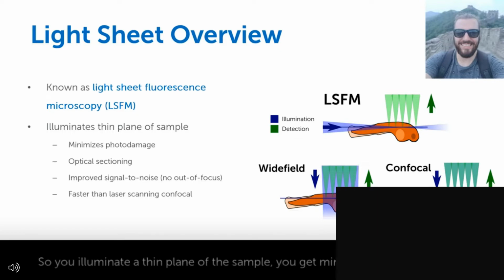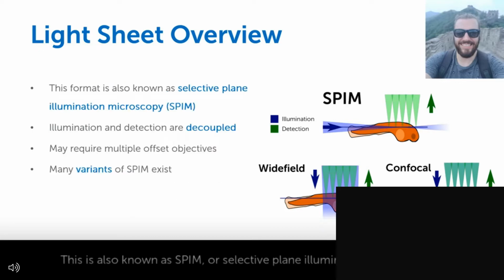So you illuminate a thin plane of the sample, you get minimized photodamage, optical sectioning, you eliminate the out-of-focus light, and some of these techniques can also be faster than laser scanning confocal, which allows you to image more dynamic events. This is also known as SPIM, or Selective Plane Illumination Microscopy.